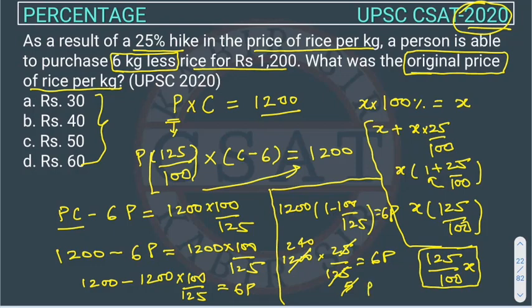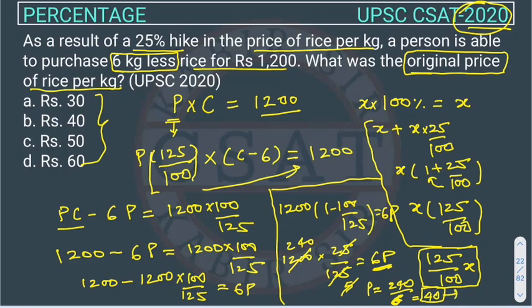So the P value will be 240 upon 5, right? Sorry, 240 upon 6, because it's 6P, so 6 will come. So we will divide 240 by 6, so it will come 40. So what is this 40? What was the P? P was the original price. So 40 is the original price.